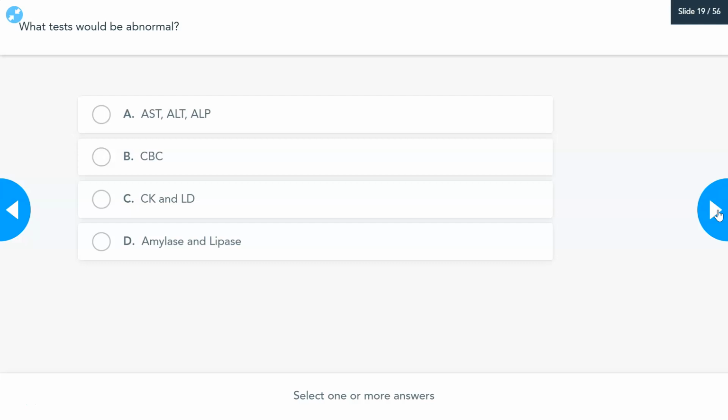And so I would say of the tests, again, the same ones listed. Potentially the CBC if infection was starting to set up, but I would go with CK and LD because the CK is contained in muscle. So as some of that muscle got injured, it would be released. And then LD is contained in pretty much all your cells. And so any kind of cellular damage could increase the lactate dehydrogenase.